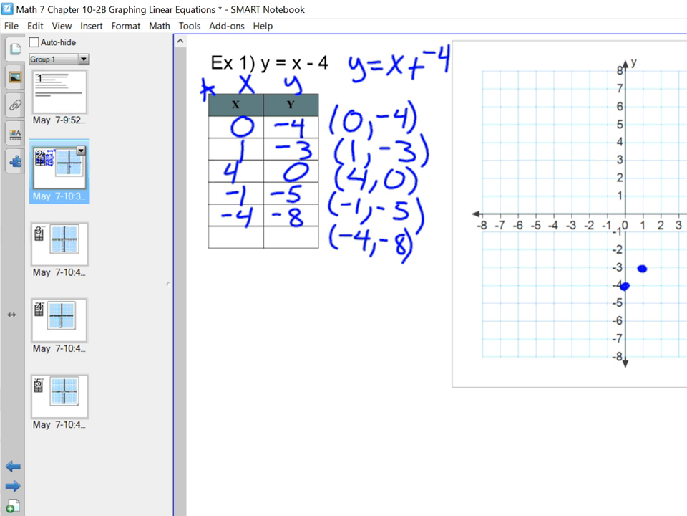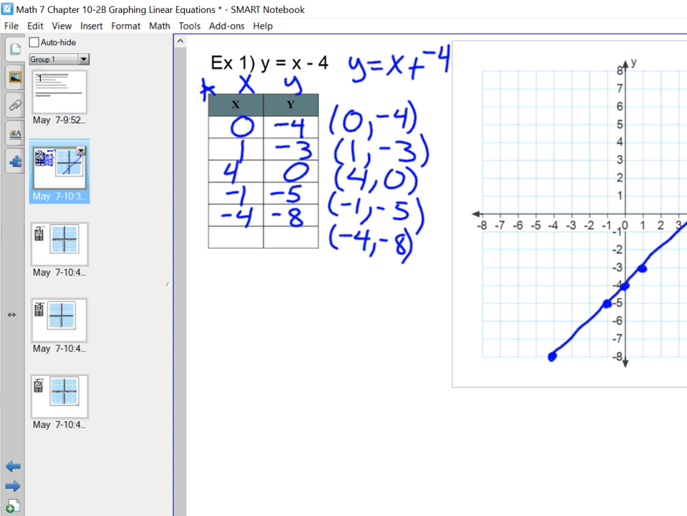4, 0 is right on the x-axis. Then -1, -5 is a quadrant 3 point. And -4, -8 is also a quadrant 3 point. And if you take your ruler and connect those points, you should be able to make a straight line.